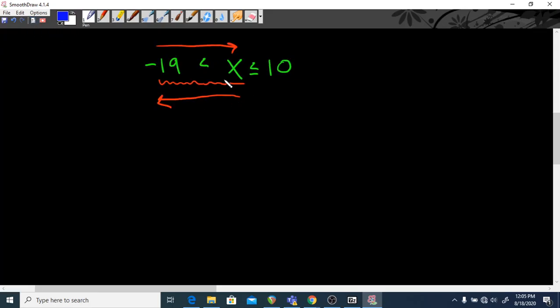Now let's look at the other part. This is a compound inequality. This says x is less than or equal to 10. Another way of saying this, if we read it this way, is that 10 is greater than or equal to x. So again, you can read it either way.